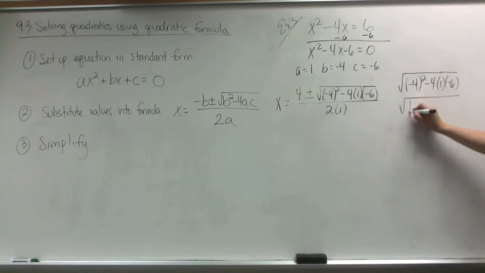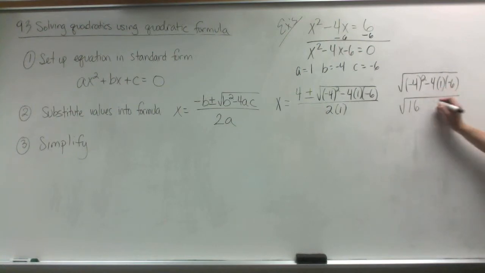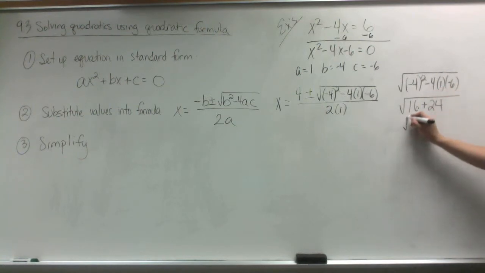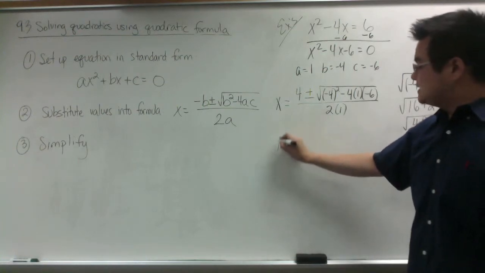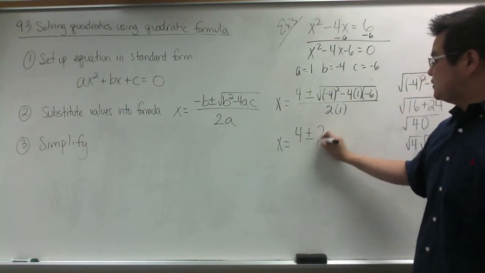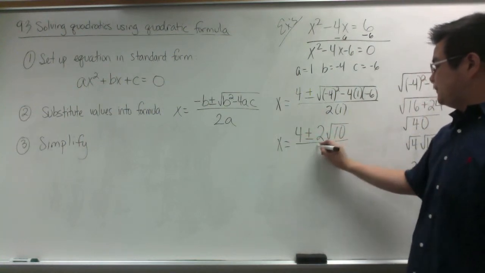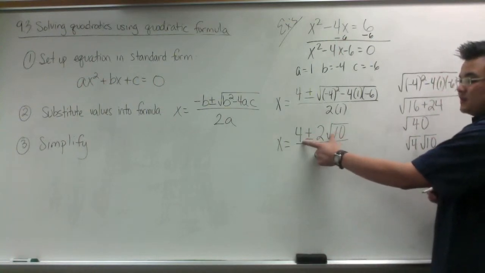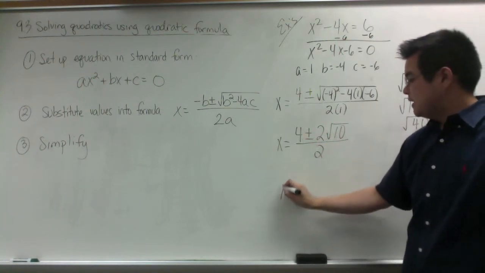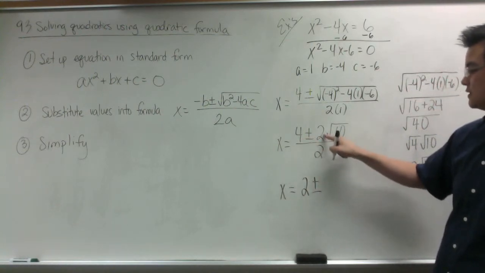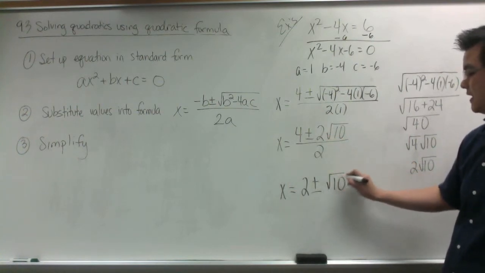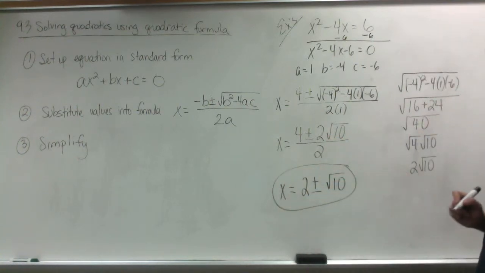So -4 squared is 16. -4 times 1 times -6 is +24. So we end up with the square root of 40. We can simplify square root of 40 into 4 and 10. So we end up with 2 root 10. So x is equal to 4 plus or minus 2 root 10 over 2. Since 2 can go into both parts of the numerator, we can simplify this. X is equal to 2 goes into 4 2 times, plus or minus 2 goes into 2 once. So my final answer is 2 plus or minus root 10.